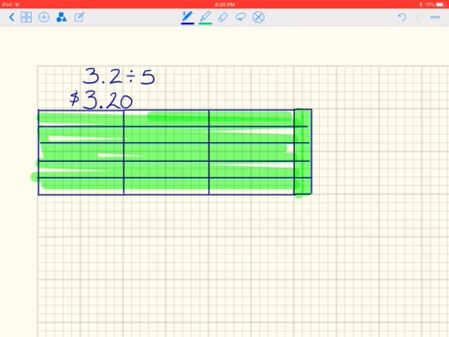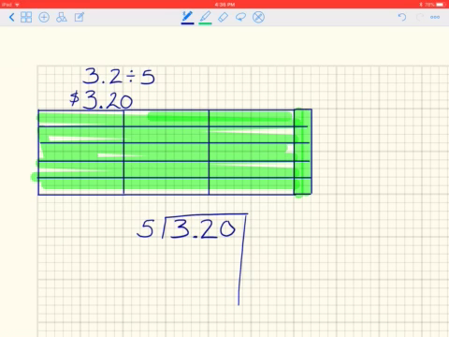Before we count that up, let's go ahead and do the long division. Let's see what we get if we do it that way, because you can't always draw a picture, but it's nice when the picture works out like this one did. So I've got 3 and 2/10 or 3 and 20 hundredths, and I'm dividing by 5. How many 5s are there? Or if I break it into 5 pieces, how much does everybody get?